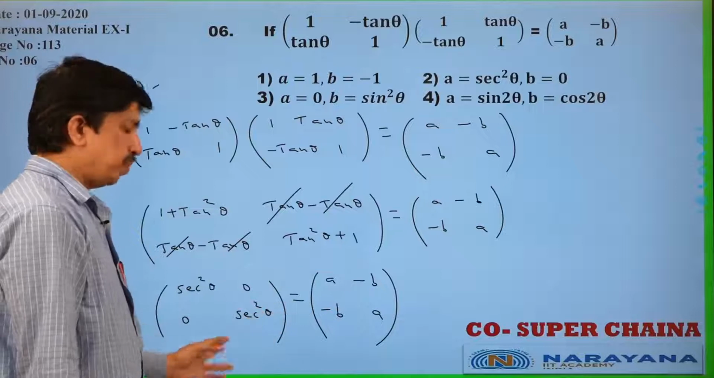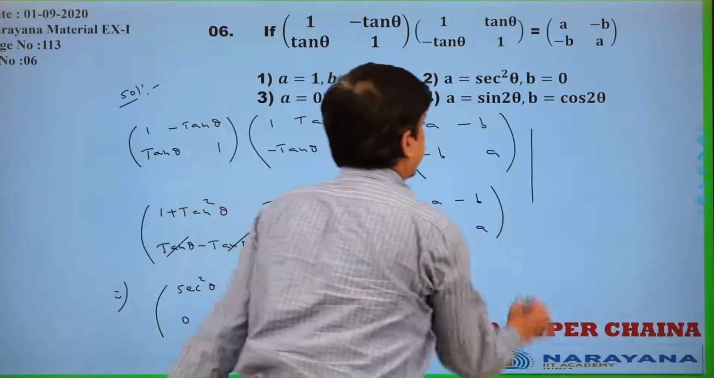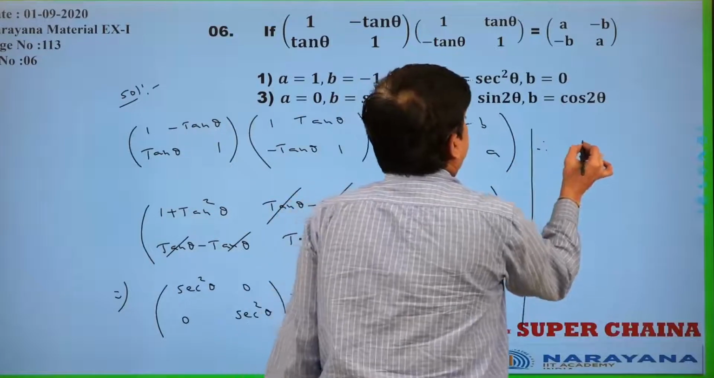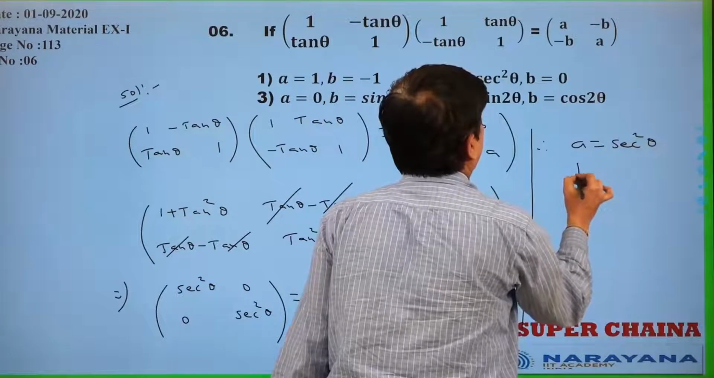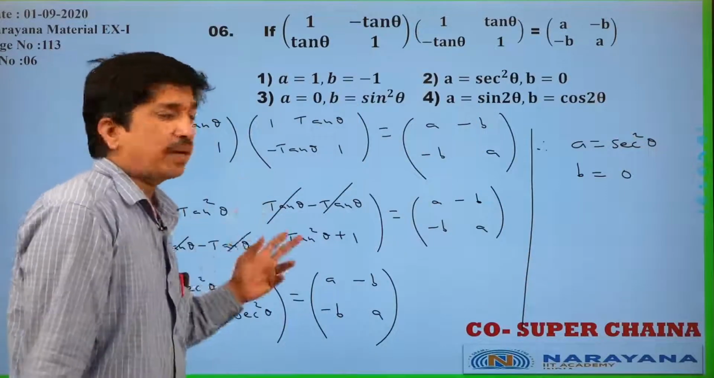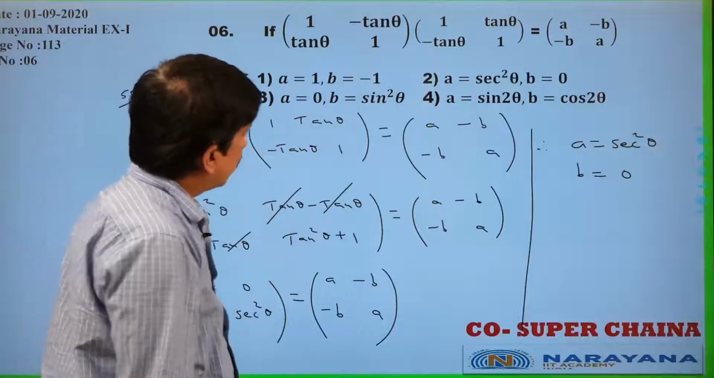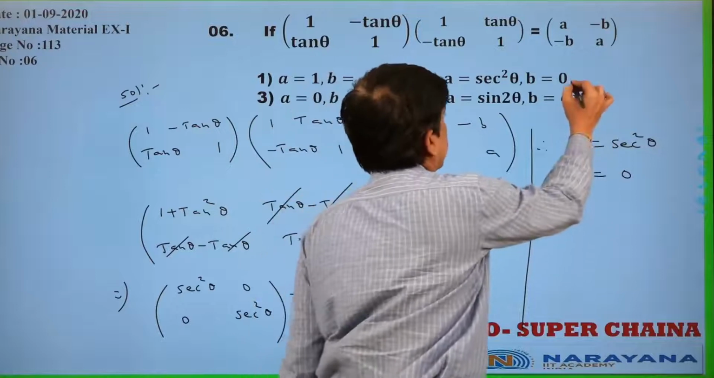Minus B0 means what is that? B equal to 0, A equal to secant square theta. Therefore, A equal to secant square theta, B equal to 0 only. Now you see the first option, A equal to 1, B equal to minus 1. A equal to secant square theta, B equal to 0, that is the right answer only.